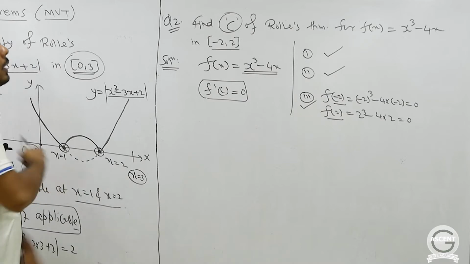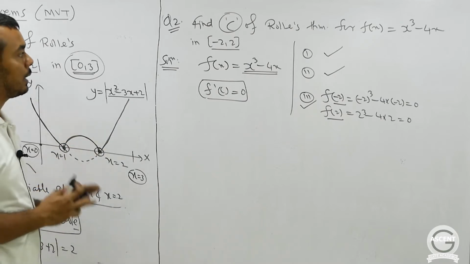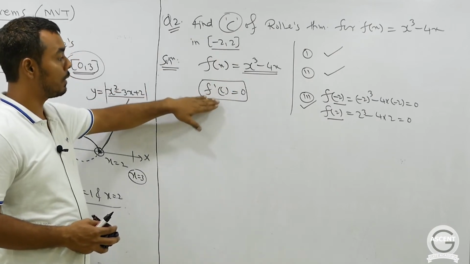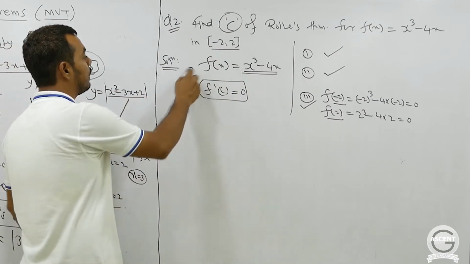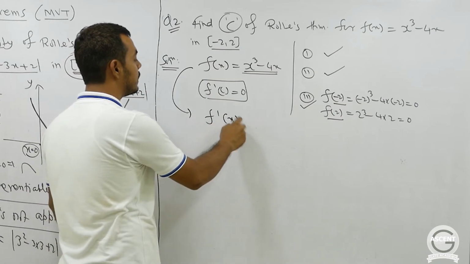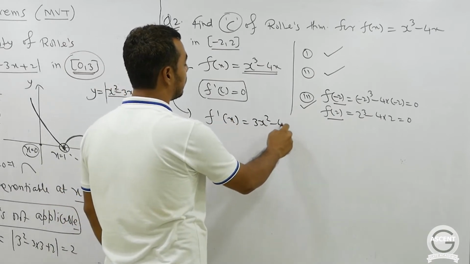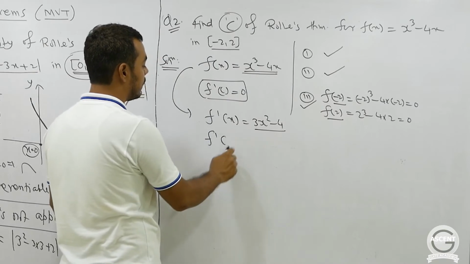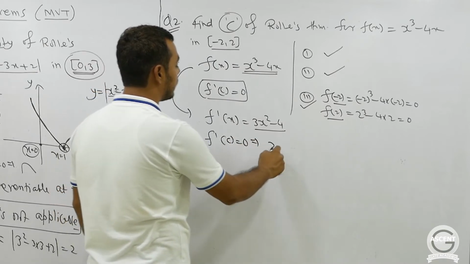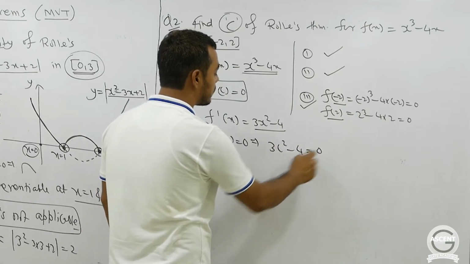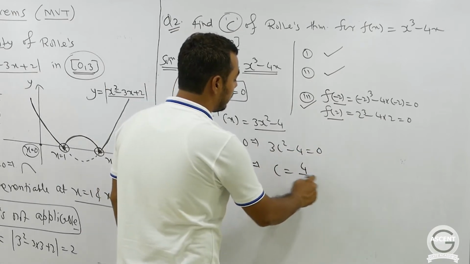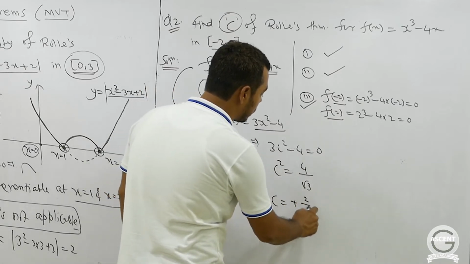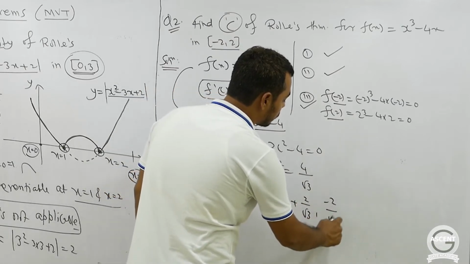So all the three conditions are satisfied. So since all the three conditions are satisfied, there has to be at least one point between minus 2 to plus 2 where f dash x will be 0. So if I differentiate this, then I will get f dash x equals 3x square minus 4. If I equate this to 0, maybe I can write f dash c equals 0, this will give us 3c square minus 4 equals 0. c square will be 4 by 3, so the value of c will be plus 2 by root 3 and minus 2 by root 3.